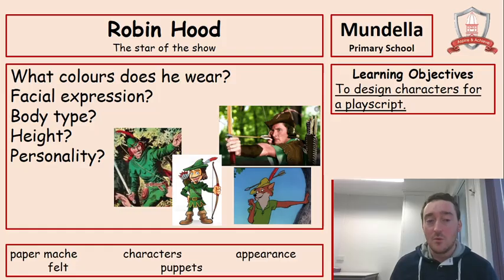First of all, think about what colours does he wear? That's pretty much the same in all of these pictures. What colour? That's right, green. Because he needs to blend into his surroundings. He needs to be safe in the forest so that the sheriff and the soldiers can't catch him. Facial expressions. Now, he strikes me as quite a confident, happy type of character. And of course he is, because he's the hero and he's someone that people look up to.